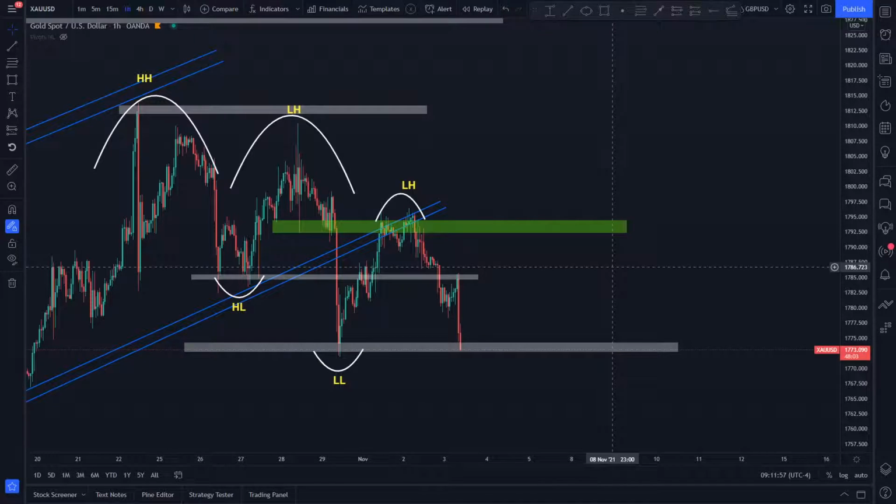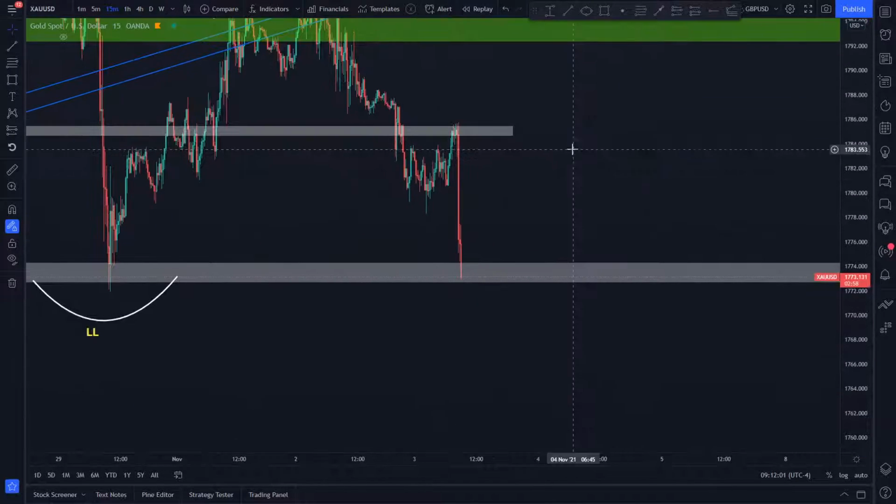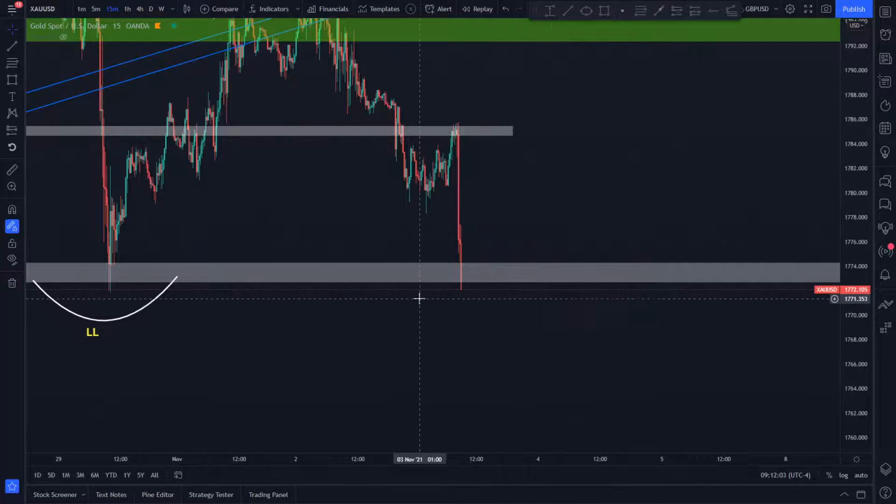Right, so now we're watching gold actually start to break the lower low. So we might be able to start drawing fib soon.